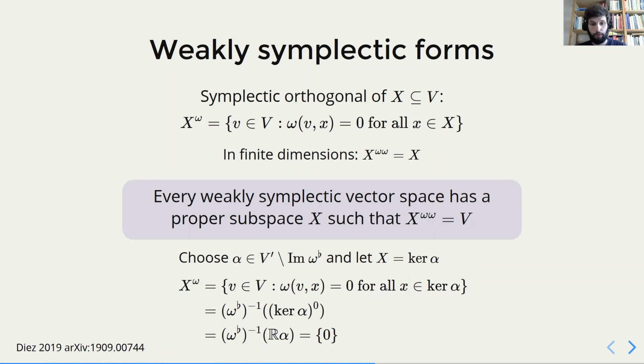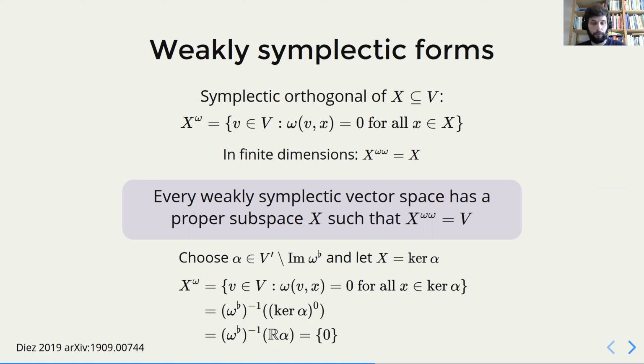And then you think a bit, and you see that the annihilator of the kernel is exactly again a multiple of alpha. But by assumption, alpha was not in the image. So if you take the inverse image of this space, you get 0. So the symplectic orthogonal of the space is 0. And then if you take the symplectic orthogonal of 0 again, you end up with the whole space. So we found now a proper subspace X such that if you take the symplectic double orthogonal, you get the whole space, which is really not what you would expect in finite dimensions.